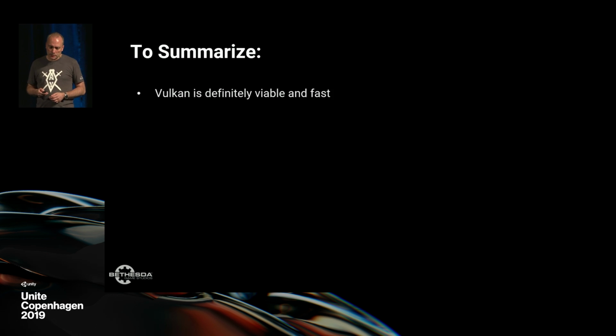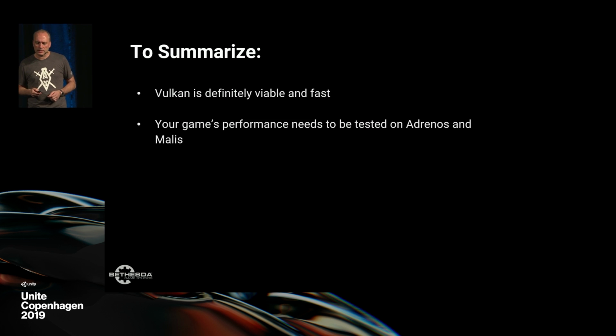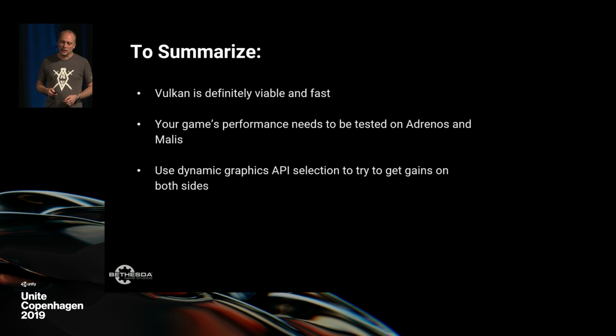So to summarize quickly, we found that Vulkan is definitely viable. We didn't see a tremendous number of graphics artifacts when we switched over to it. And once again, test your performance on a range of devices. There is lots of complexity within Unity's rendering, and lots of complexity within the graphics drivers. GPUs are not the same, so there are surprises certainly to be found. And if there are measurable performance gains, definitely consider doing graphics API selection on launch.